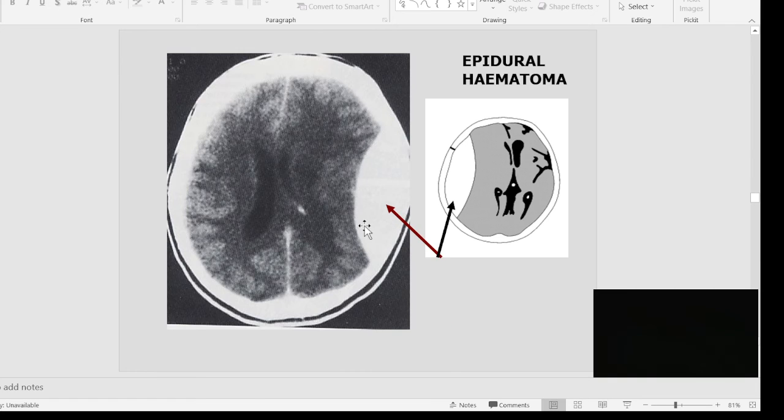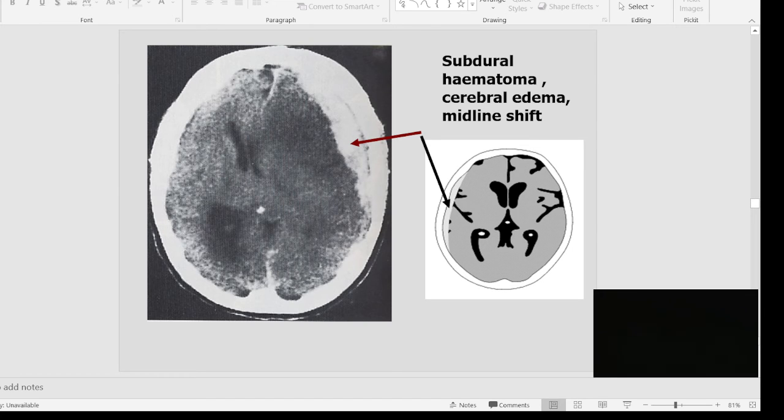Okay, this is an example of epidural, which means it is above the dura. So a hematoma has formed there. Because it is very large, you can see the brain is compressed. Okay, this is an example of subdural hematoma.